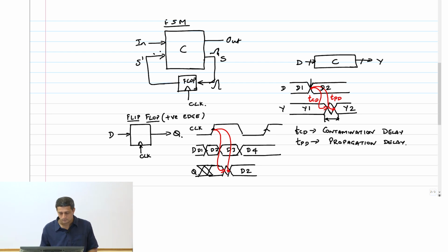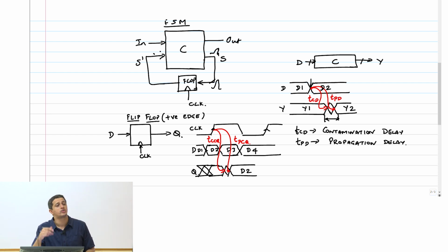Okay. So this is clearly called a clock to Q delay for obvious reasons. Therefore, I am going to call this TCCQ, TPCQ. Okay, the last CQ is basically clock to Q. The first letter C or P is saying it's contamination or propagation delay again. Okay, so what is the behavior now?